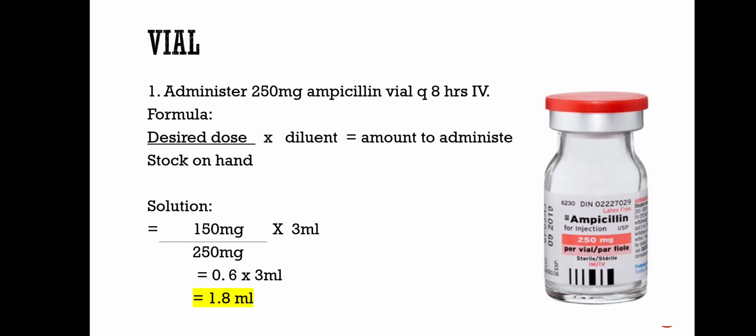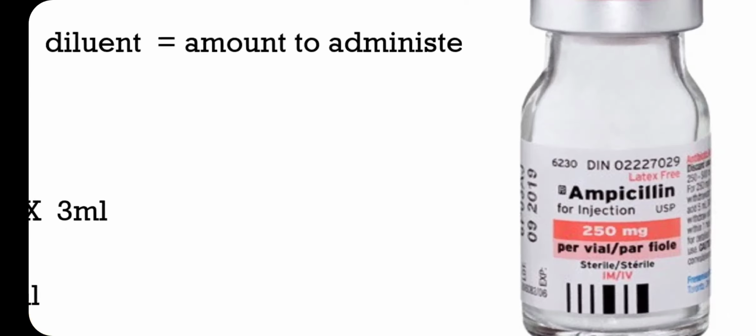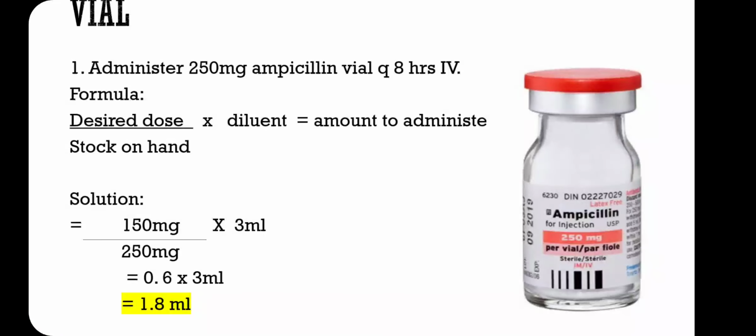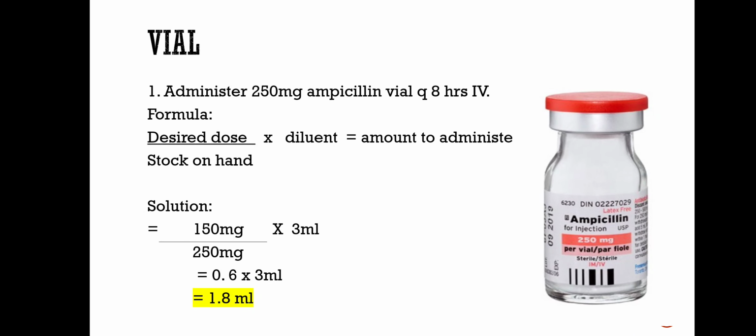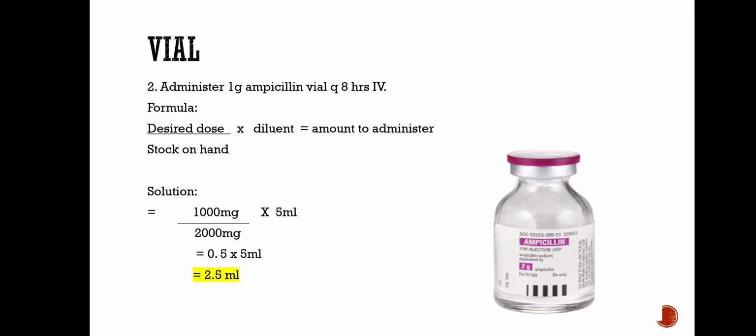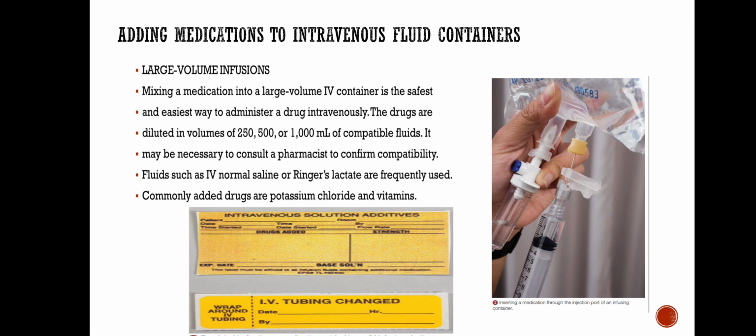So, example din, we have here 250 milligram ampicillin. So, ayan siya. Okay. So, kailangan alamin natin ilan yung diluent niya. So, may mga case, pag powdered talaga, we need to check for the diluent. Okay, yung kanyang tubig para matunaw. So, adding medications to intravenous fluid containers, large volume infusions, mixing a medication into a large volume container is the safest and easiest way to administer drug intravenously. So, may mga times na pinapa-reconstitute natin with the dextrose na para hindi na tayo nahirapan, pero may mga times din na binibigay natin direct sa IV tube.